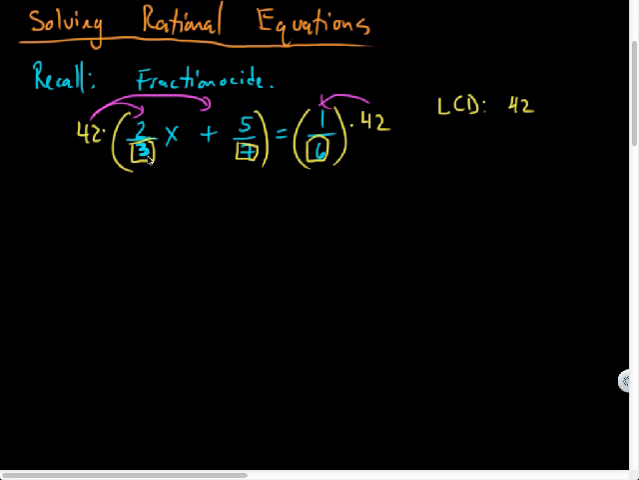So 42 divided by 3 is 14. Yeah, 2 times 7, 14. Ooh, there we go. And 14 times 2 is 28x. Right. 42 divided by 7 is 6, and 6 times positive 5 is 30. And 42 divided by 6 is 7, times 1 is 7.